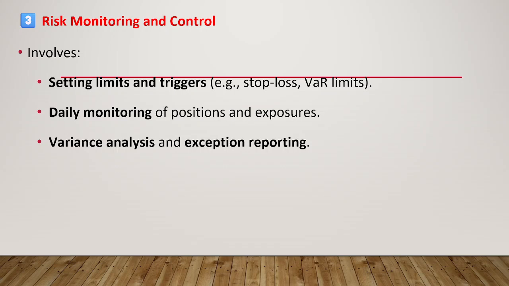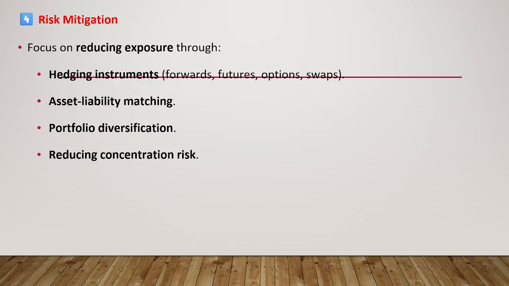Can market risk be reduced or avoided? While we can't completely eliminate market risk, it can definitely be reduced or mitigated. Risk mitigation techniques include hedging through instruments like forwards, options, futures, and swaps. Matching assets and liabilities to neutralize interest rate or currency risks. Diversifying the portfolio to avoid concentration in one asset class or sector. Reducing overexposure to any single market or financial instrument. These strategies don't remove the risk entirely, but they help in managing and minimizing potential losses.